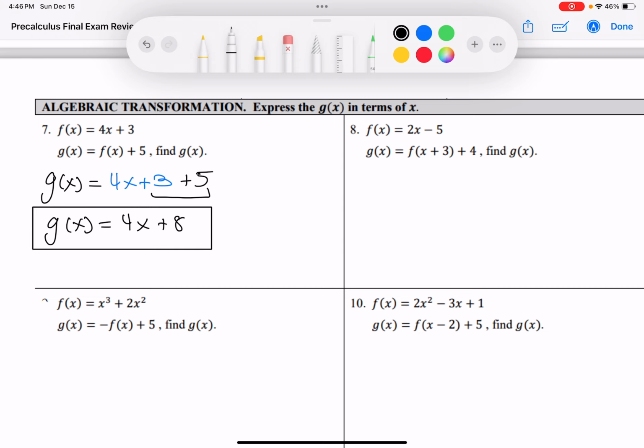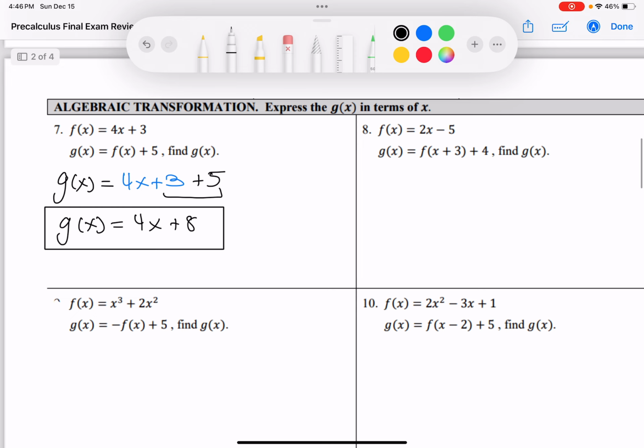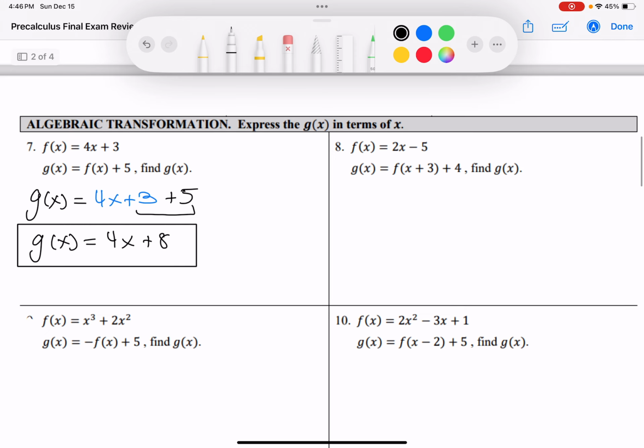Okay, so then we have number 8, right? It says f of x equals 2x minus 5, and g of x equals f of x plus 3 plus 4. You want to find g of x, right? So g of x equals, well, it says f of x plus 3. We know f of x is 2x minus 5. So that's going to be 2x minus 5.